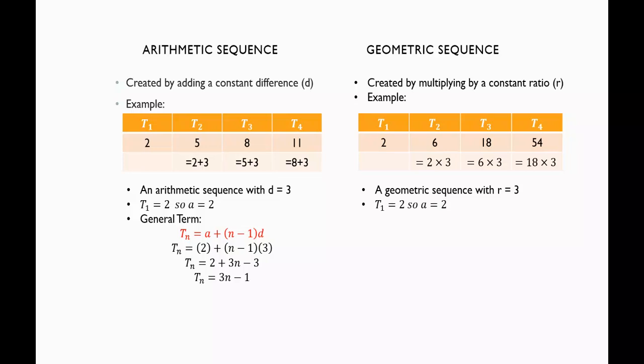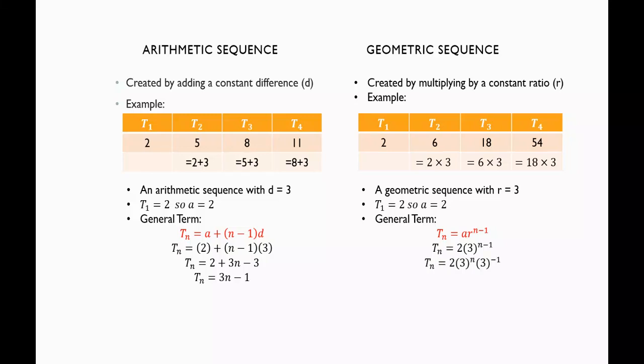So term 1 is equal to 2, and we can therefore say a is equal to 2. Now the general term of a geometric sequence is Tn = a * r^(n - 1). So to work out the general term for this specific sequence, we are going to substitute 2 in for a and 3 in for r. So we now get Tn = 2 * 3^(n - 1).